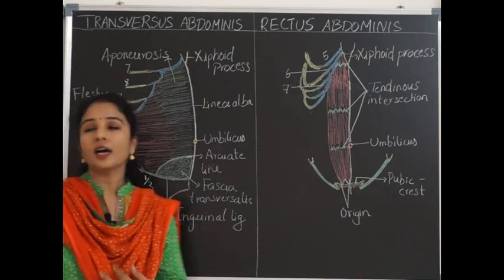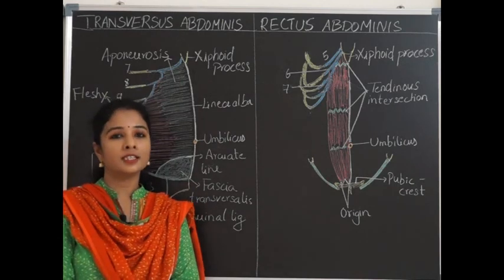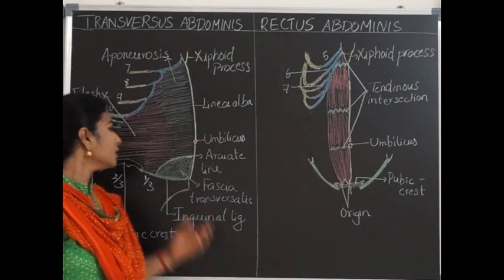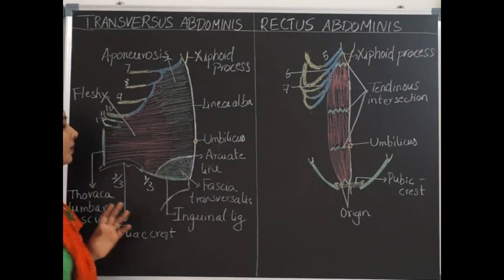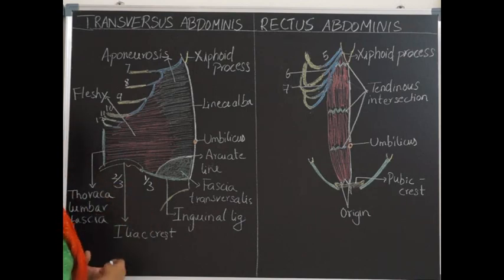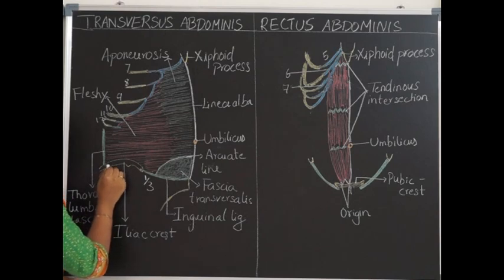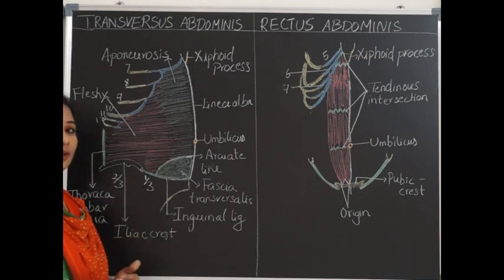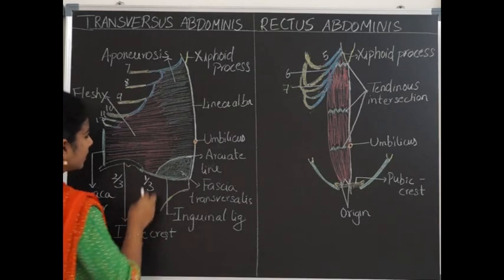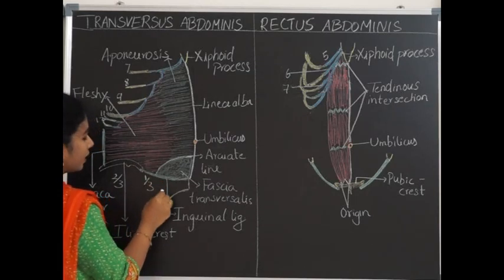The next muscle after the internal oblique is the transversus abdominis. The transversus abdominis is named because the fibers run transversely. It gets origin as a fleshy origin from the thoracolumbar fascia. It gets origin from the anterior 2/3 of the iliac crest, that is the inner lip of the anterior 2/3 of the iliac crest, and the lateral 1/3 of the inguinal ligament.